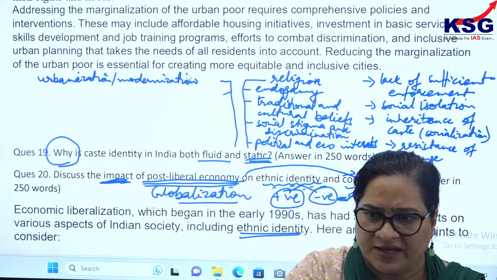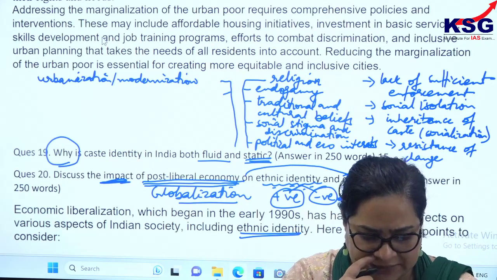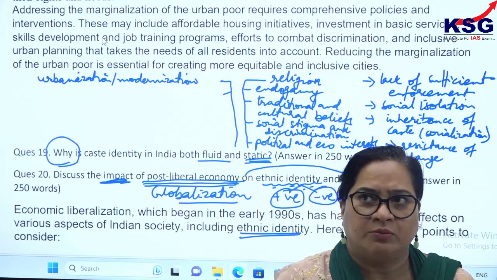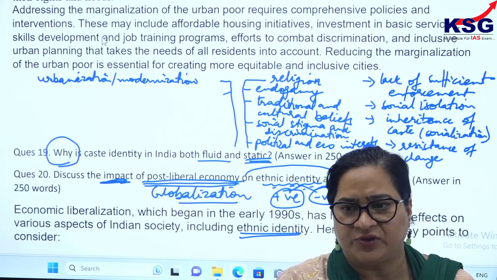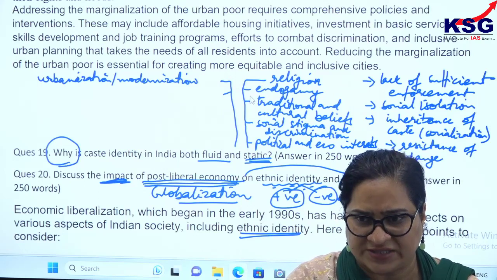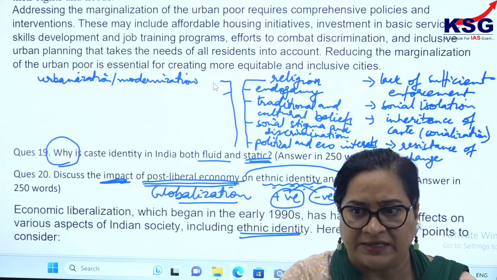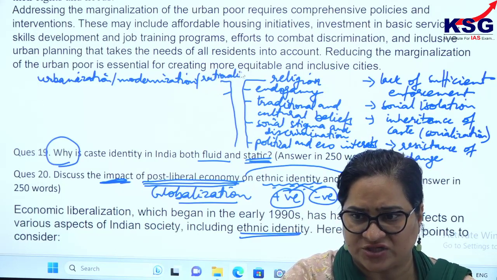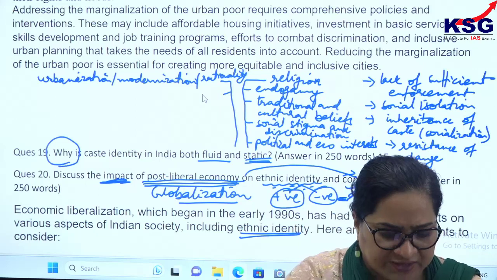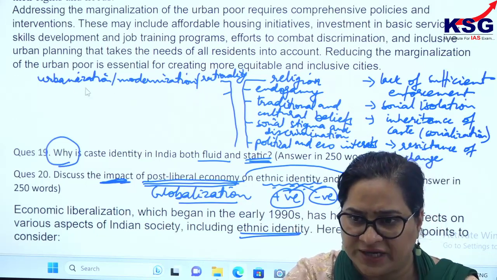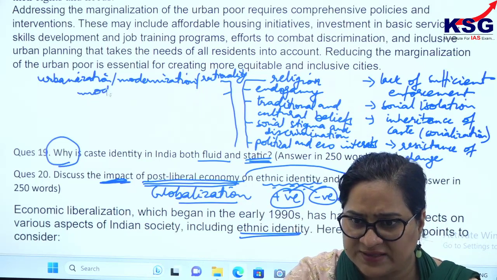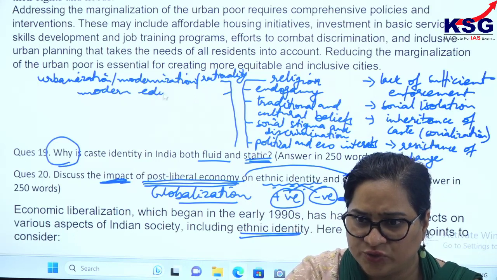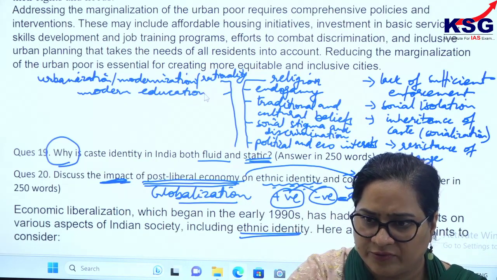Modernization. Along with urbanization and modernization, you can talk about the fluidity occurring because of their principles, whereby an individual is exposed to a rational thought process, so connected with rationality. After that, you can also talk about modern education.